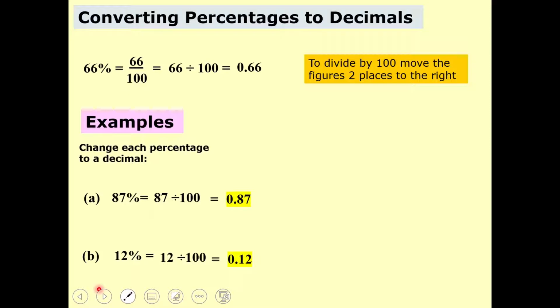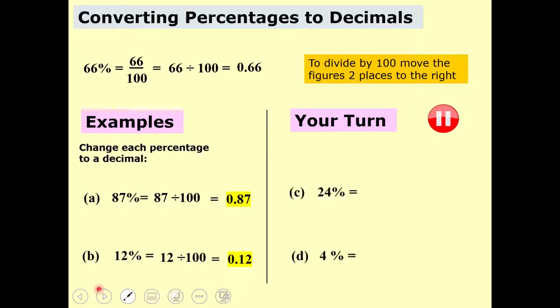So if you could copy those examples down, and once you've done that, pause the video here and try these ones on your own. Okay, hopefully you've tried them, and we'll go over the answers. So 24% divided by 100 to get 0.24, and then 4%, be careful with this one, we're still moving them 2 places to the right by dividing by 100 to get 0.04. So well done if you got both of them right.